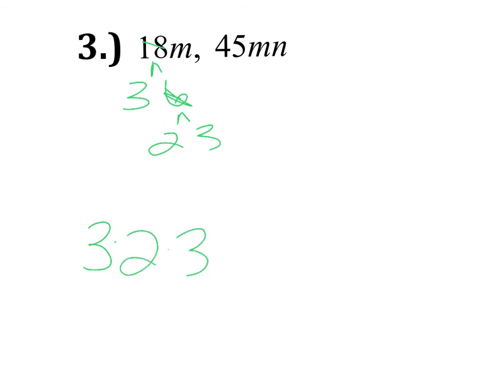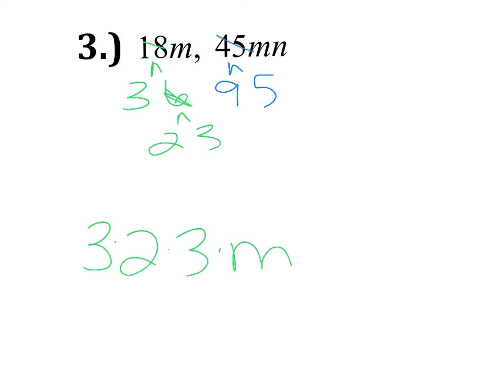Because 3 times 2 is 6, 6 times 3 is 18. And then I have my m. So I broke down my 18m. Now I'm going to do the same thing with 45mn. Again, I'm going to pick two numbers that go into 45. In this case, it's going to be 9 and 5.